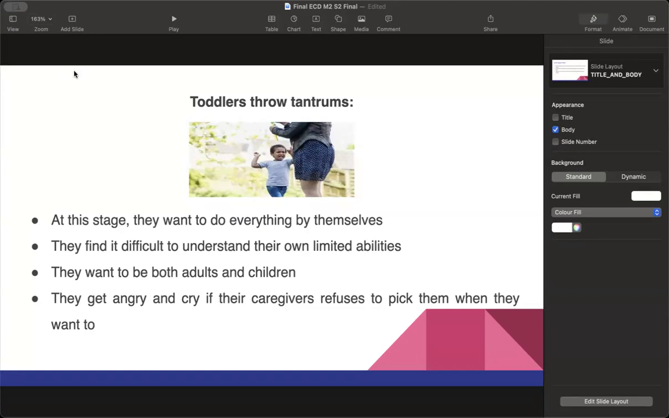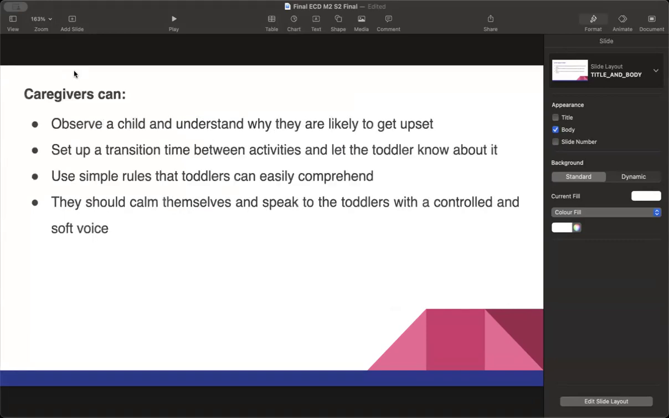They want to be adults and they want to be children. So they want to have tea parties like adults, but they want to throw tantrums like children also. That's how it goes, right? They get angry and cry. The caregiver refuses to pick them up or do what they want to do. They throw tantrums, get over it, right? Next slide will tell us what we can do.